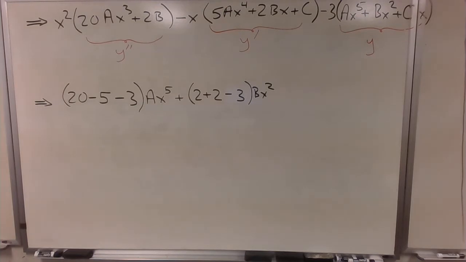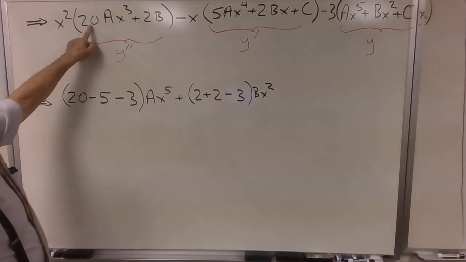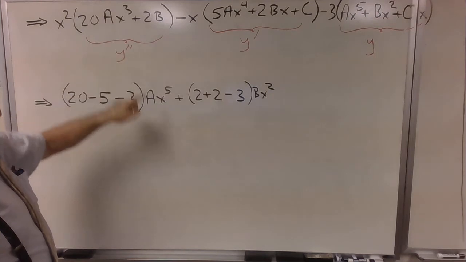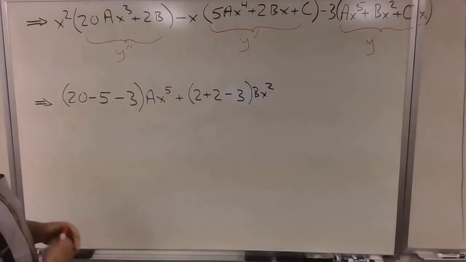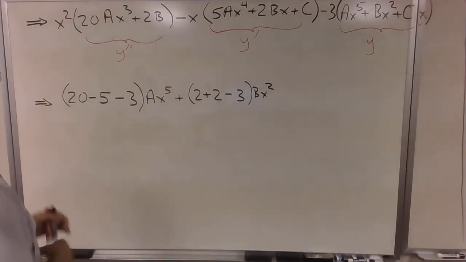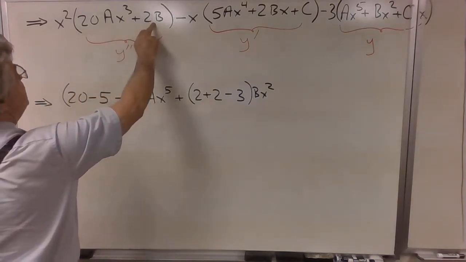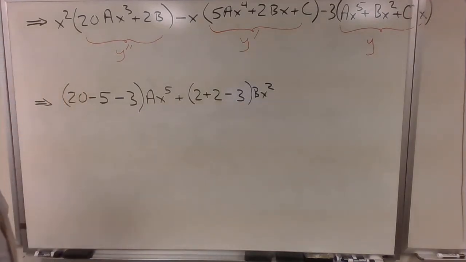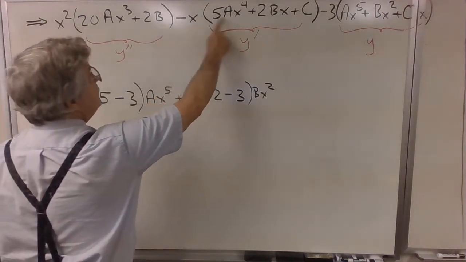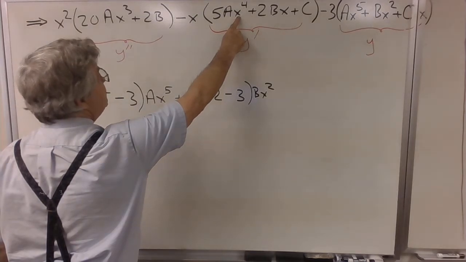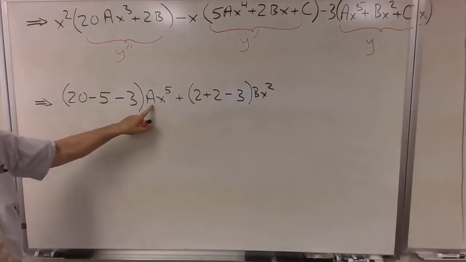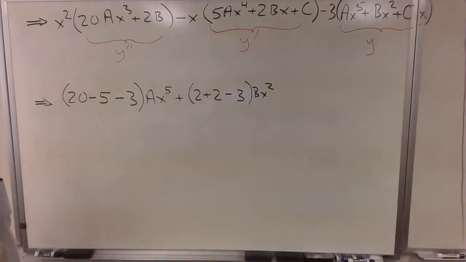And let me just check this. X squared times x cubed, 20ax to the fifth, 20ax to the fifth. X squared times 2b is 2bx squared. That looks right. Negative x times x to the fourth is negative x to the fifth times 5a. Negative 5ax to the fifth, okay.